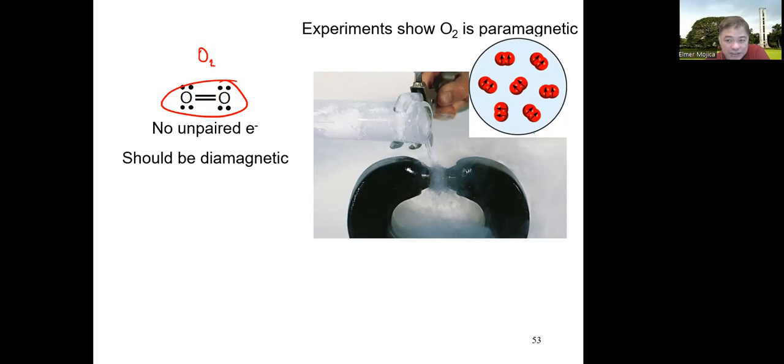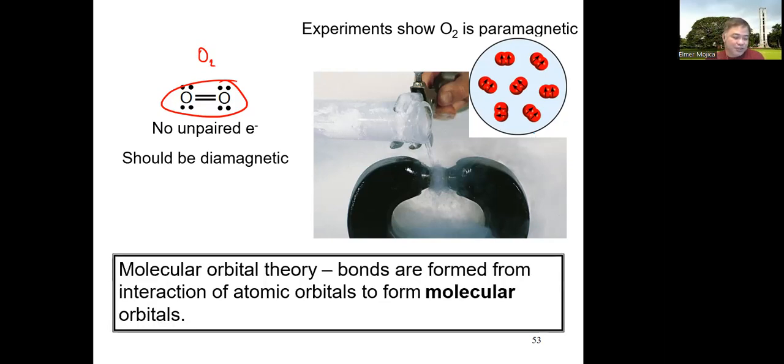So they have to develop an alternative bonding approach that can explain this property. So they came up with the so-called molecular orbital theory. Okay? So in the molecular orbital theory, it says that the bonds are formed from the interaction of atomic orbitals to form molecular orbitals. So the way that you're going to look at this, meron kang isang atomic orbital mixed with another atomic orbital to form the molecular orbitals.